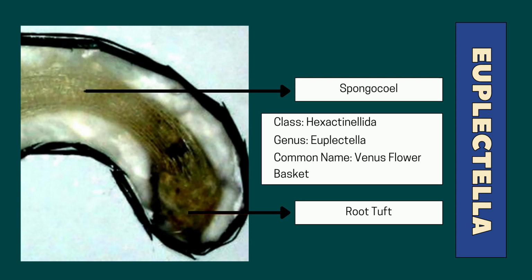The third representative would be Euplectella, which is under class Hexactinellida and commonly known as Venus flower basket. It has a long cylindrical body whose skeleton is made of silica. We can see that there is an opening on the top which is called the osculum, wherein water enters the spongocoel which allows the extraction of nutrients.